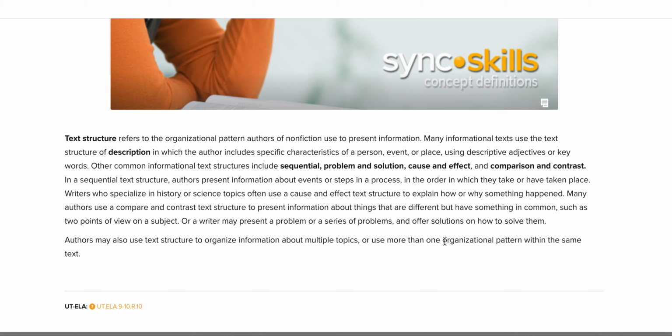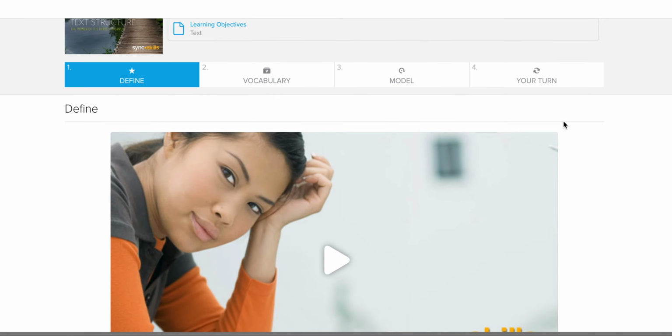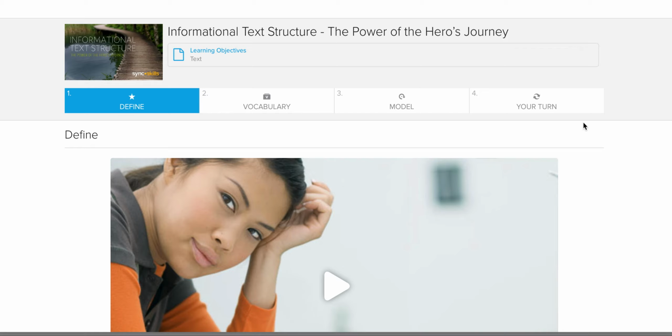All right. It says authors may also use text structure to organize information about multiple topics or use more than one organizational pattern within the same text. So you can have switches in the text structure. Authors don't have to just follow one structure through the entire essay. They can start out one way, like maybe start out sequential, and then maybe move into a cause and effect or a comparison contrast or descriptive if they wanted to. So they can kind of mix it up and play with it, and they can go back and forth if they wanted to. So the task is that by the end of this unit, hopefully you'll be able to identify different text structures.